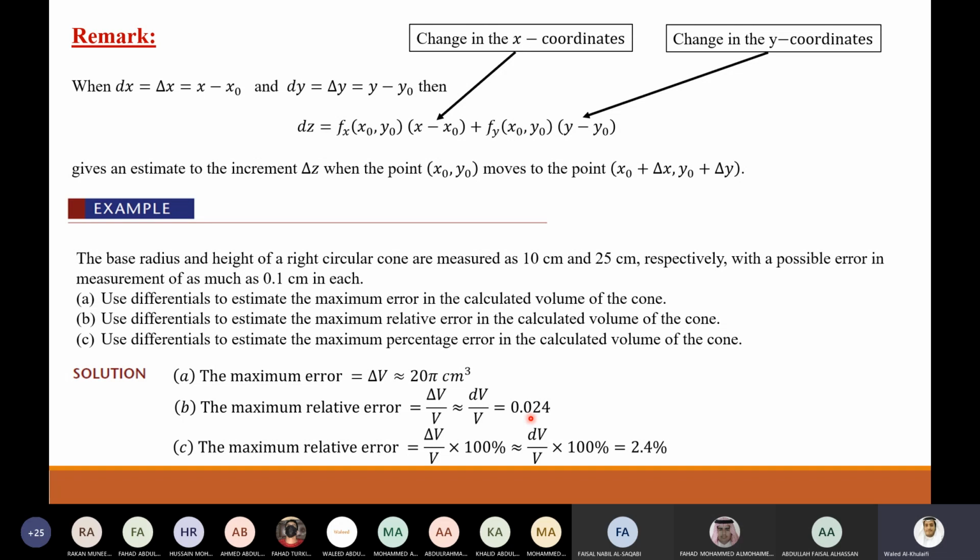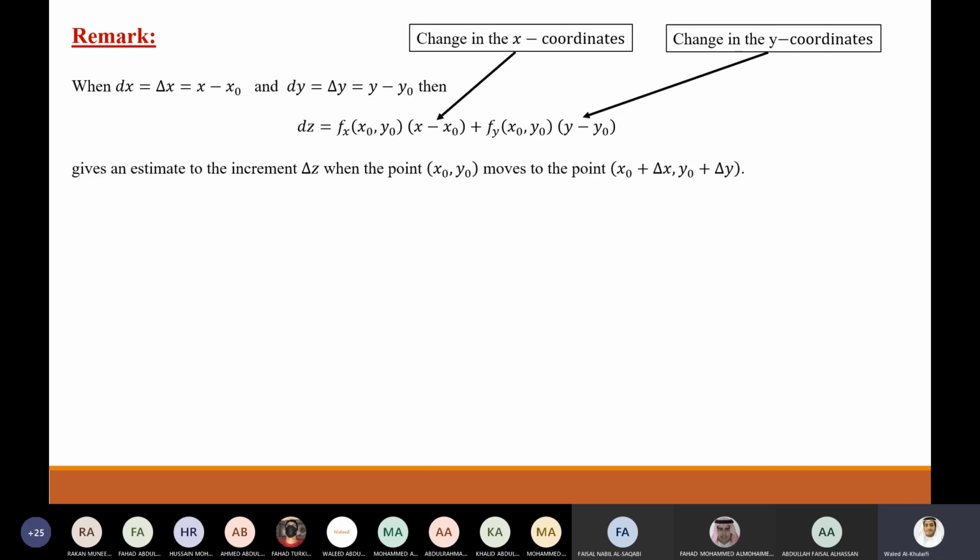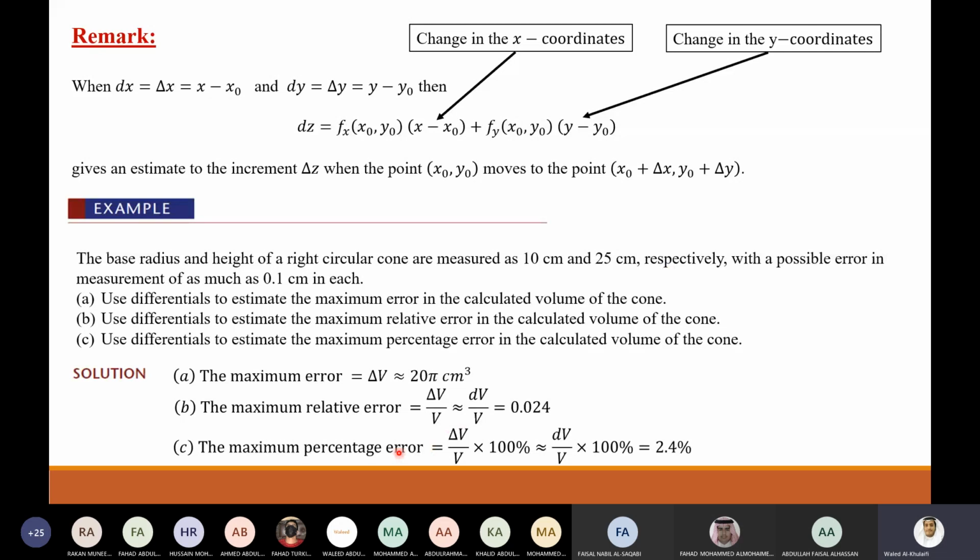Okay. Now the maximum percentage error, sorry, my typo here. Let me just change this one. Percentage error. Okay, yeah, maximum percentage error. You just multiply by 100%, so you get 2.4%. And you are telling the people that when we calculated the volume, there is a mistake of 2.4%. Okay, 2.4%. Any question here, guys?